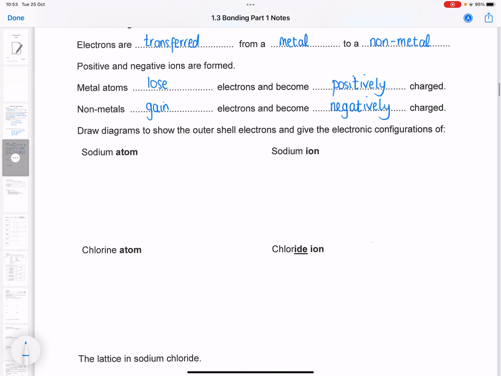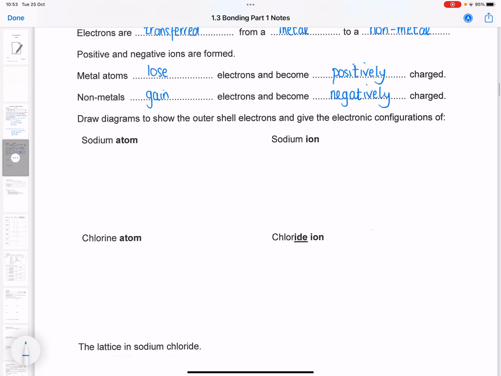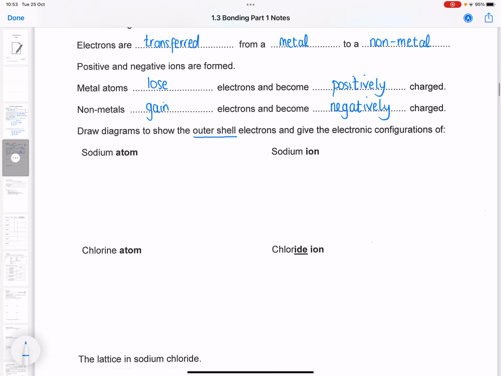So let's just remind ourselves of what we would have done at GCSE. We're going to draw a diagram showing only the outer shell electrons. So we're not going to show all the shells. You could pause the video now and remind yourselves of the full electron configuration of a sodium atom and a sodium ion. So maybe pause the video and think, how would you do it? 1s2, that kind of thing. How would you do it?